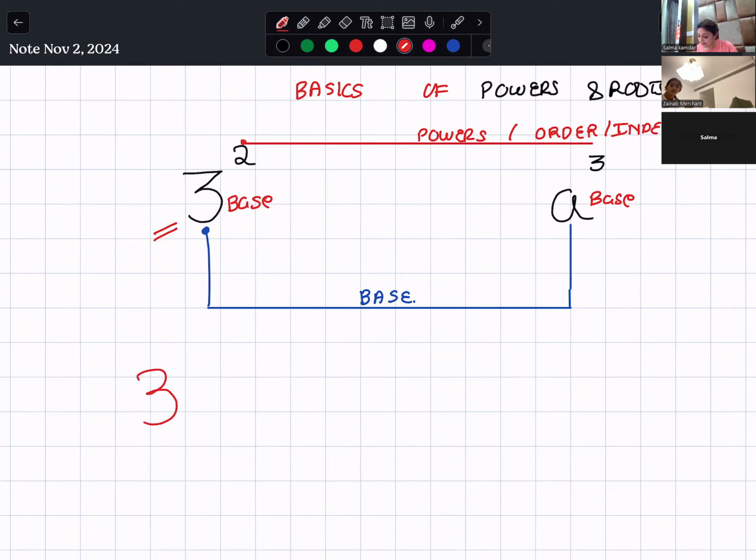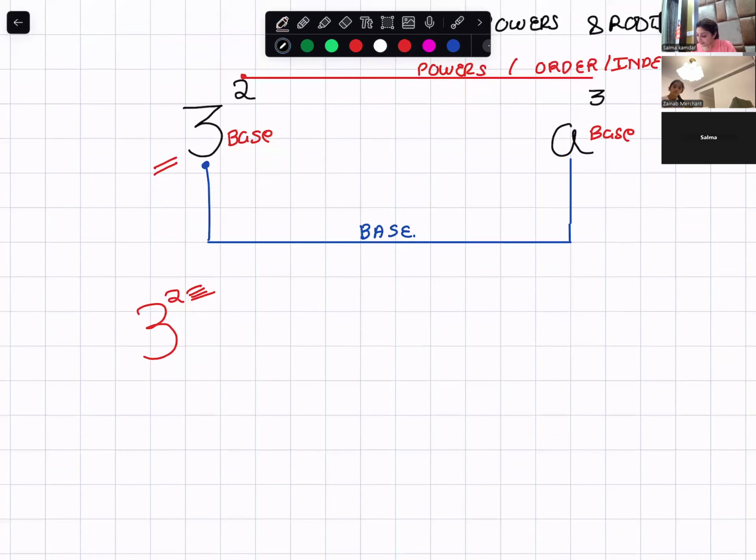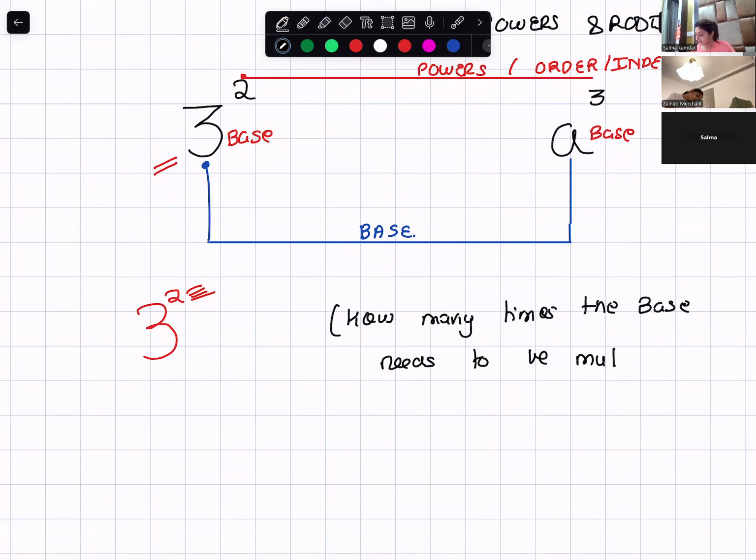So when I am saying 3 over 2, what do you mean by the power or by the index? You will write what it means. It means how many times the base needs to be multiplied by itself. How many times it needs to be multiplied by itself.